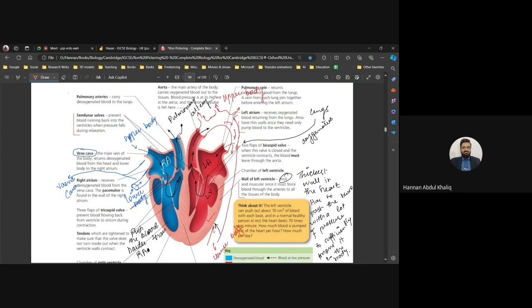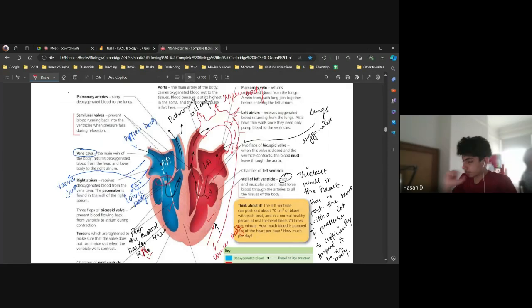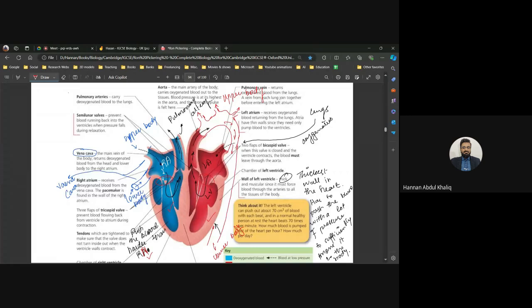They have strong walls. The right ventricle would be pushing the blood harder than the right atrium, and the left ventricle would be pushing the blood harder than any other chamber. So ventricles always have the greater push. So when the ventricles push strongly, there is a high chance that the blood would move back to the atria.